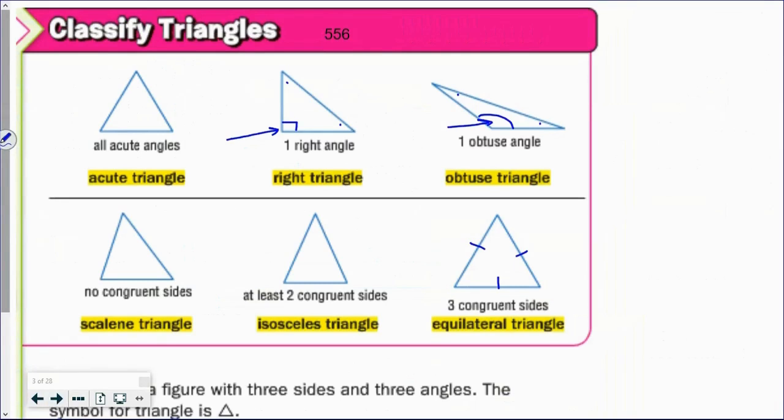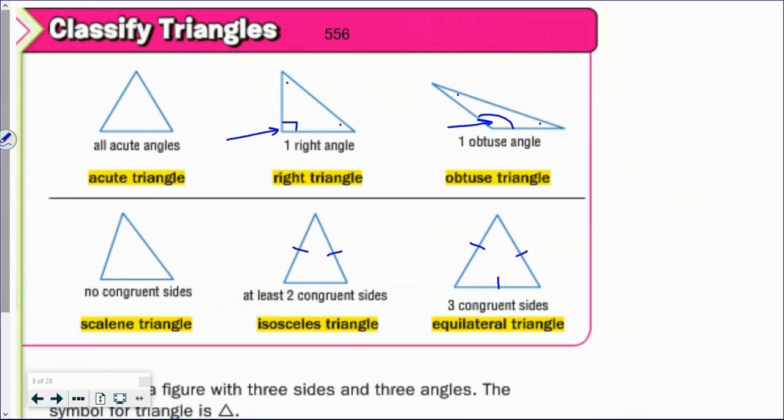Let's look to its left. This is called an isosceles triangle. An isosceles triangle has two sides that are equal. So these two sides coming from the bottom going up to the top are equal in size. And then the one along the bottom is a different size. So isosceles triangles have two congruent sides.